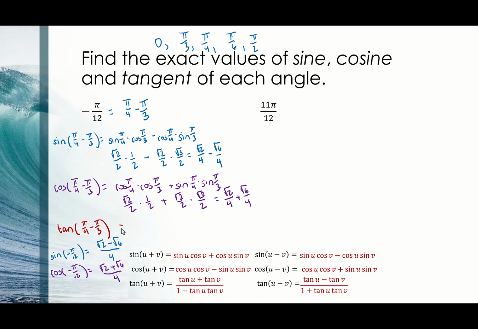And so we're going to say we have tangent of pi over 4 minus tangent of pi over 3 divided by 1 plus tangent of pi over 4 times tangent of pi over 3. And when we simplify these tangents, tangent of pi over 4 is 1 minus tangent of pi over 3 is root 3 over 1 plus 1 times root 3. And so again, we get those conjugates, always the conjugates.